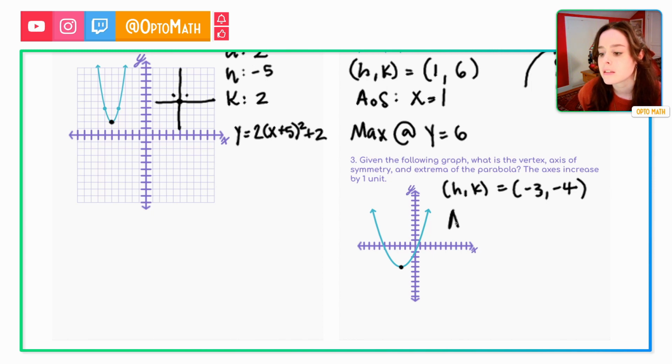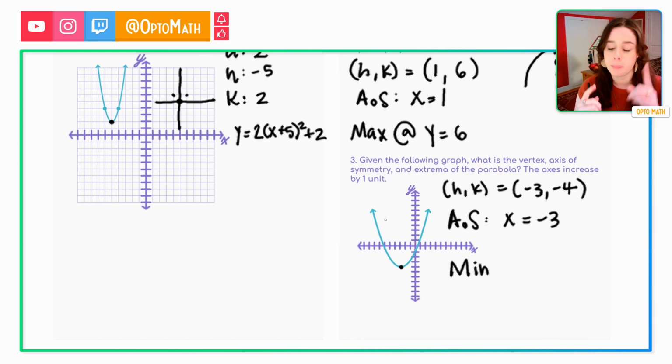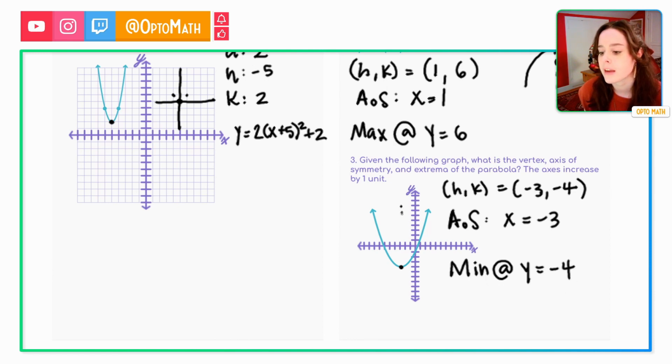Okay, let's find our axis of symmetry. If you want to write out the whole words, axis of symmetry, that's fine. I'm just abbreviating. So that's going to be x equals the x coordinate of our vertex. So x equals h, which is -3. And what's our extrema? Well, we can tell it's a minimum because it looks like a valley. So min at y equals k, or the y value of our vertex, so y equals -4. And again, for the axis of symmetry, that's what that axis looks like.